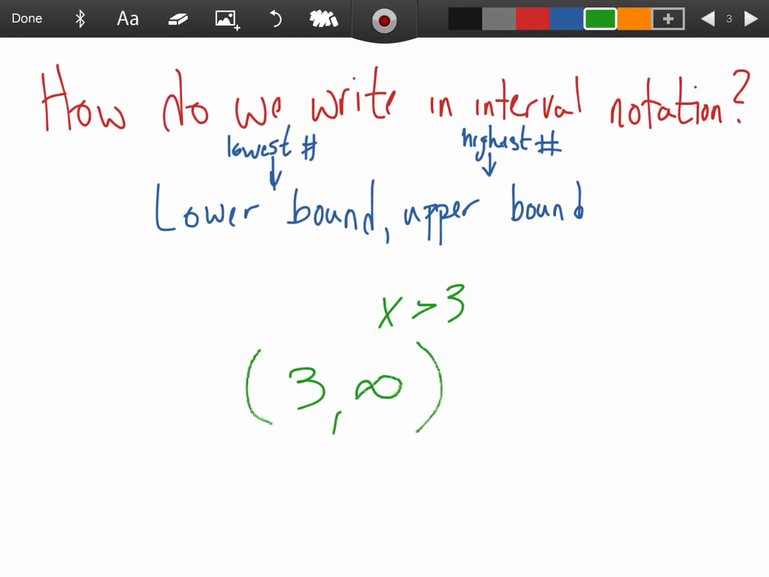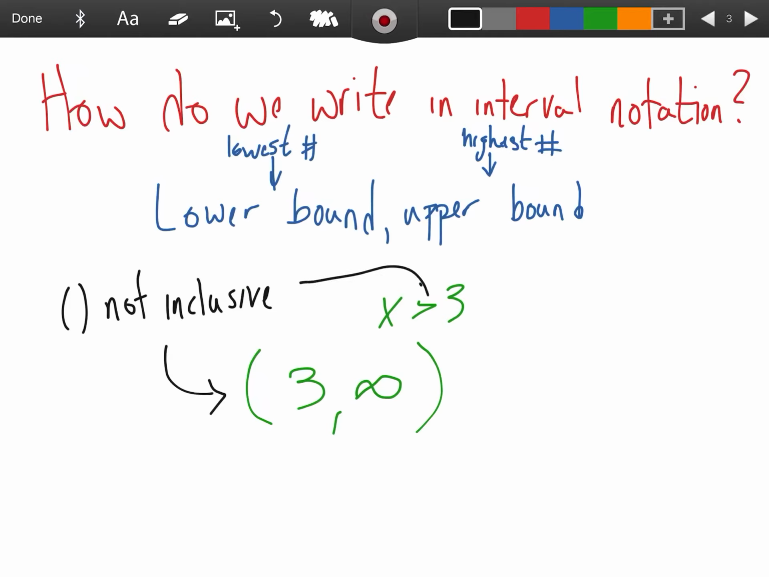And now the question is, what do the parentheses mean? And when might we not have parentheses? Well, the parentheses means that we're not including the number. So parentheses means not inclusive. We're not including the number 3. And what does that mean? Well, in x is greater than 3, if I just have a greater than sign, 3 is not greater than 3. So I can't include 3 in that set of numbers.